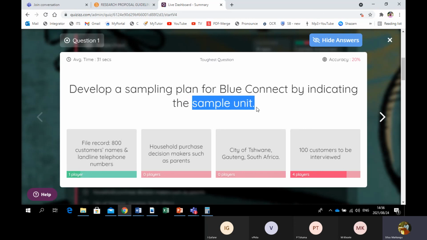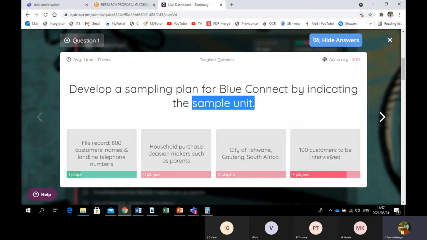Remember, the sample unit is where are we going to find the respondents, not who. Unit is where. So in this case, the correct answer was that we've got a list containing file records. So we're going to find those respondents in those file records. Our sample unit is our list, our sampling frame, because we're not going to do personal interviews, we're going to call them. So where are we going to find their contact details? In that file record. That was the correct answer.